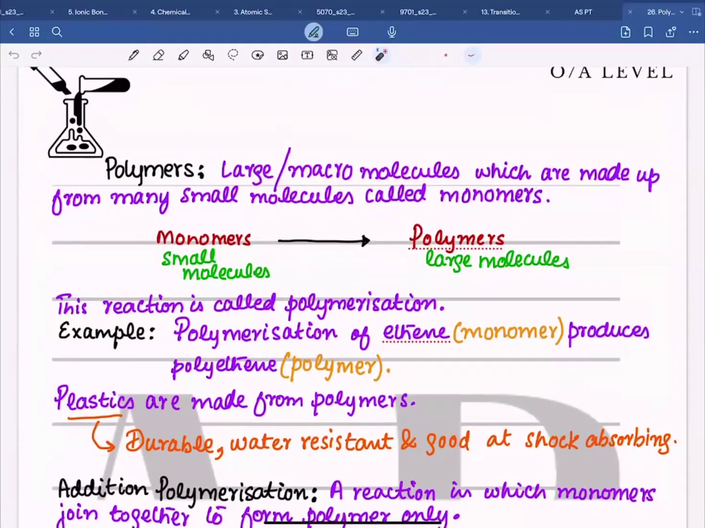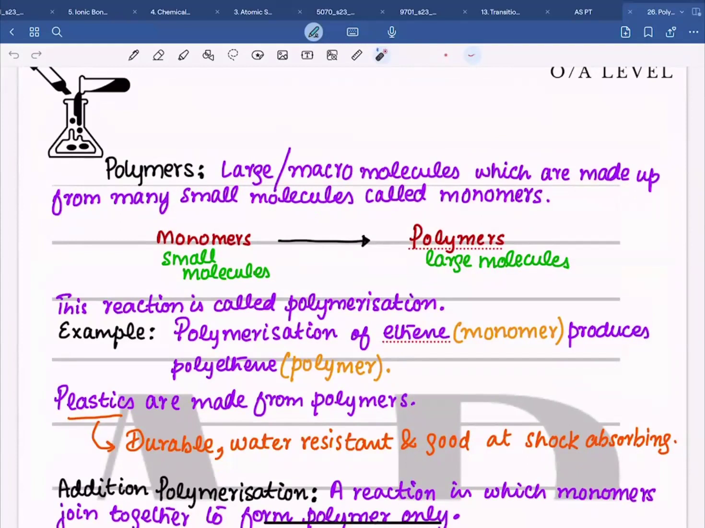Is this clear to all of you? Okay. Now, in other words, you can consider a monomer and a polymer like this. For example, if we say one brick or one cement block is a monomer, and when we join thousands of these bricks, we are going to build a house, right? So that house is a polymer.